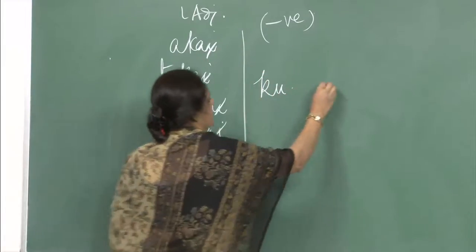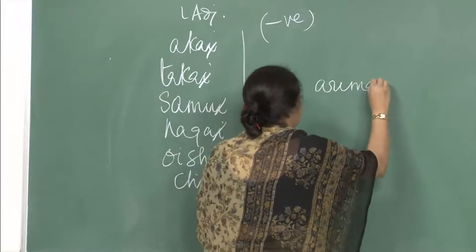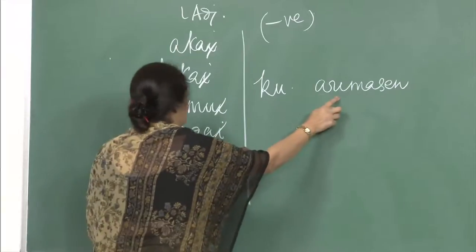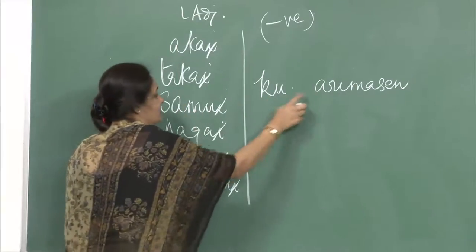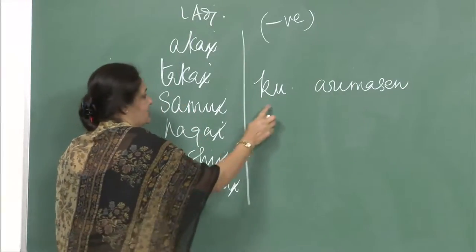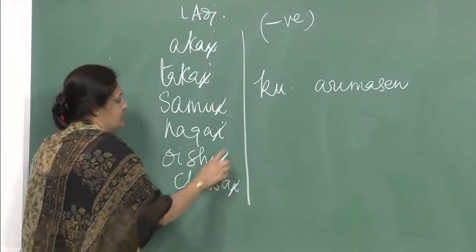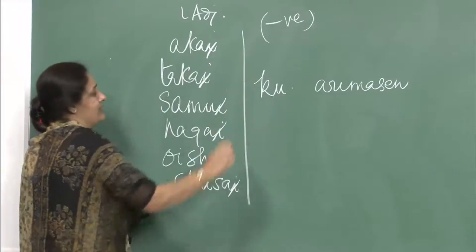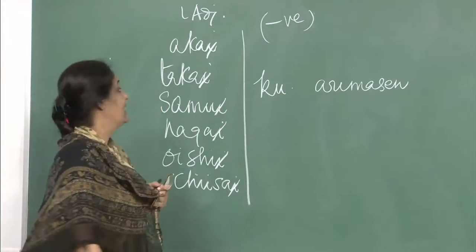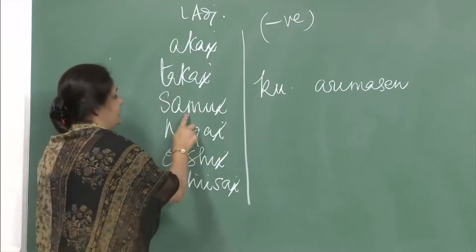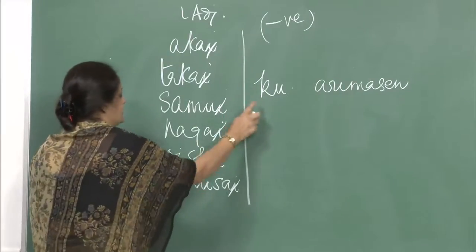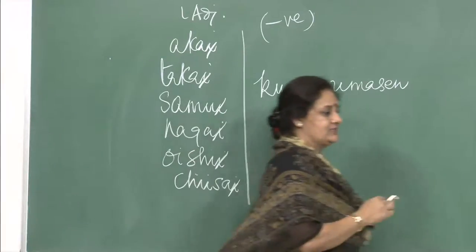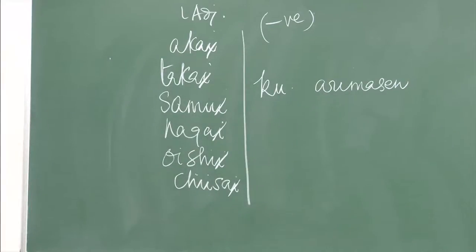So, akaku arimasen. Takaku arimasen. Samuku arimasen, nagaku arimasen, oishiku arimasen and chisaku arimasen. Akaku arimasen means it is not akai, not takai, not samui, not nagai, not oishi and not chisai. So please, this is how it is made.